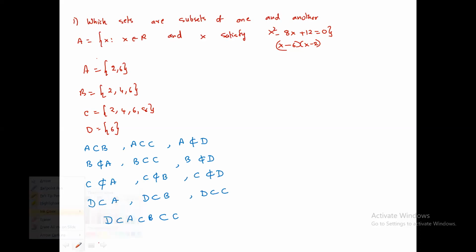Let's go to question number 2. Here you have to say true or false. First, if X belongs to A and the set A belongs to set B, then X belongs to B. You have to say whether it is true or false.